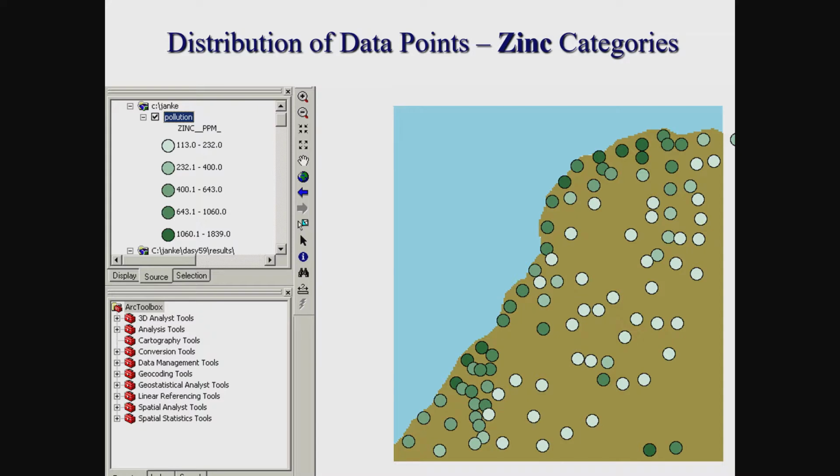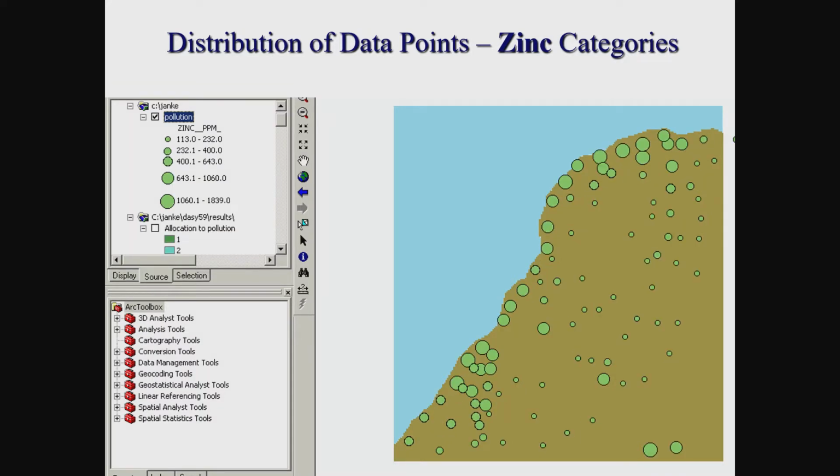There's actually a bunch of different values in the point data set that we have to work with today. One of them is the zinc in parts per million. There's a bunch of different metals and their parts per million. But this is how the data looks. These are the samples that were taken of this particular data set.